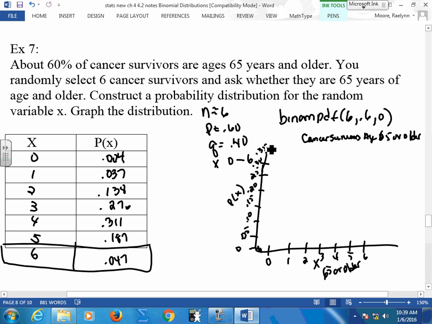Okay, and let's keep track of our bars. We had a real small one here. And then 0.037, 0.134, 0.276, 0.311, 0.187, and 0.047.